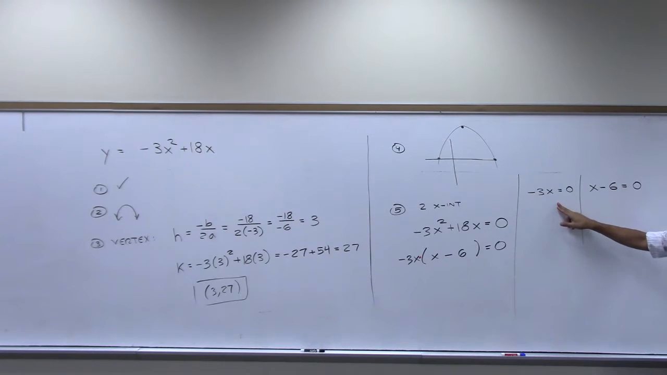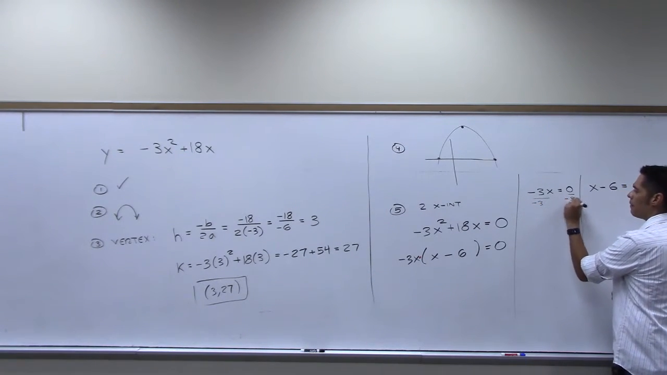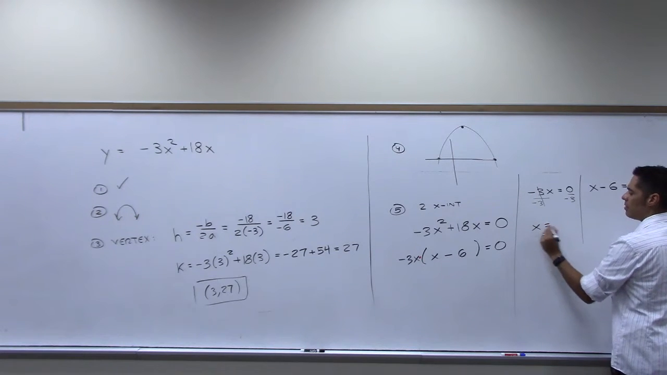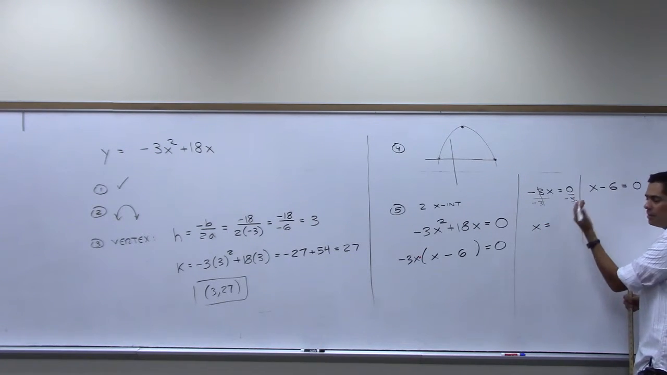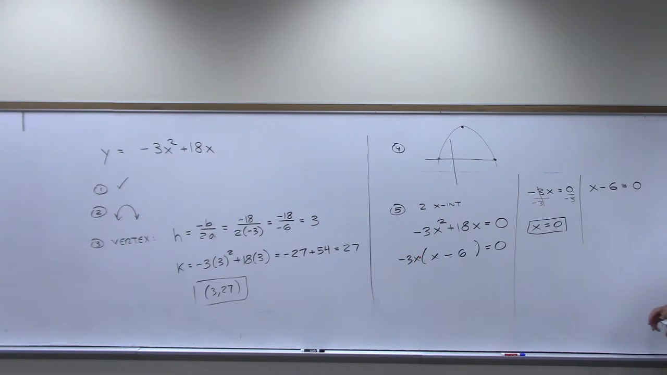What is x? What is that? 0. All you have to do here is divide both sides by negative 3. It goes away, you have x, and then 0 divided by anything is going to be 0 still, except 0 over 0, but we don't talk about that. Okay, and then over here, x is 6.